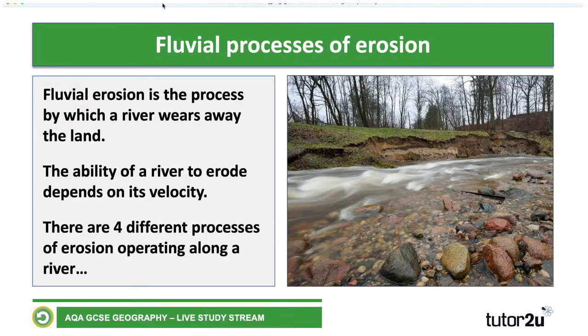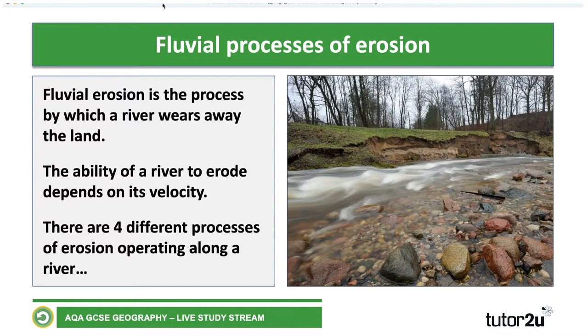Thank you very much. So we're going to start off looking at the fluvial processes of erosion. So erosion simply means the process by which the river wears away the land. And if you've done coast quite recently, those processes are the same. So it's kind of revision for both of them. So the ability of a river to erode depends on its velocity. And there are four different processes of erosion that operate along that river.